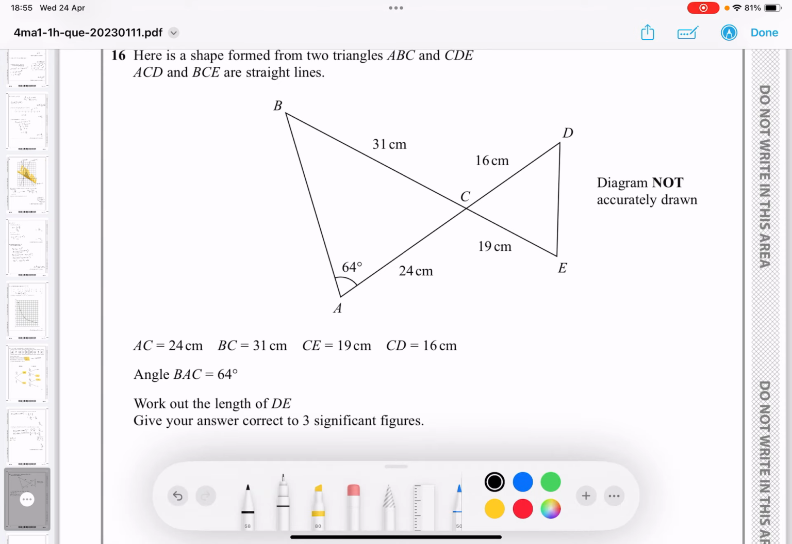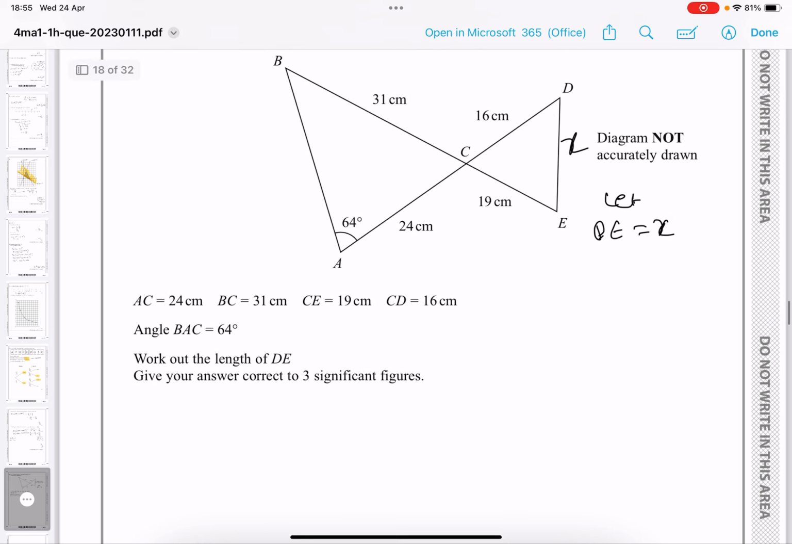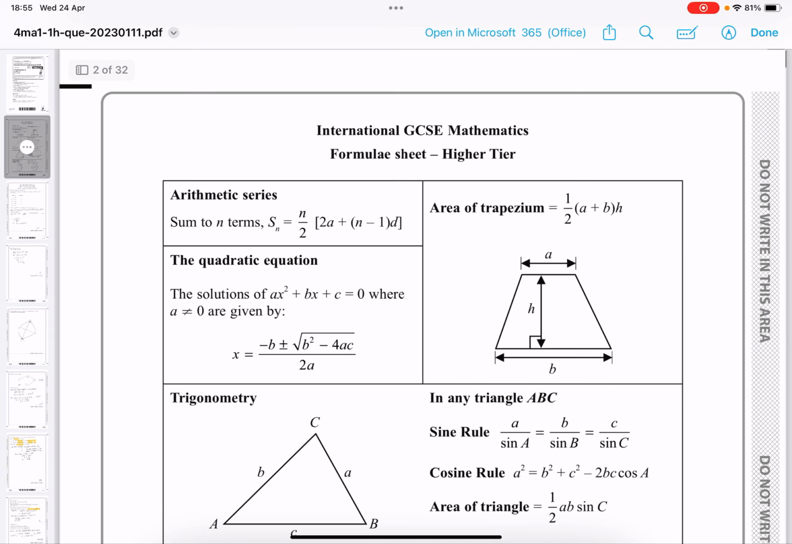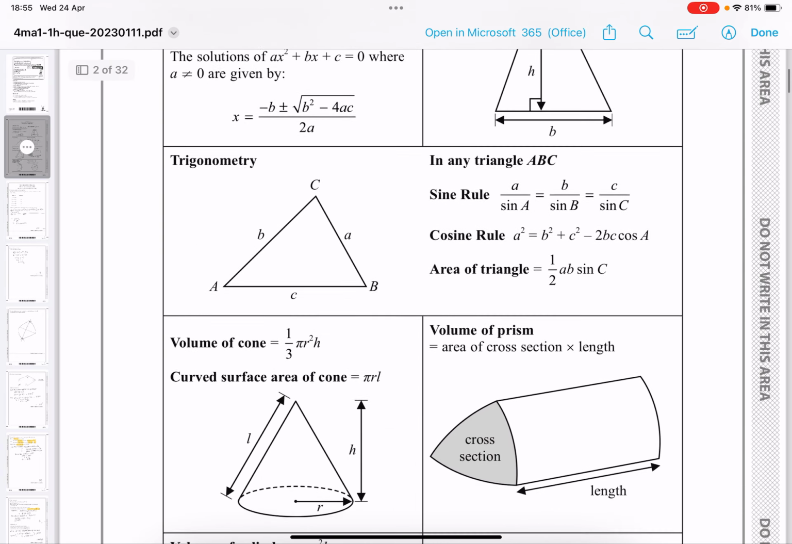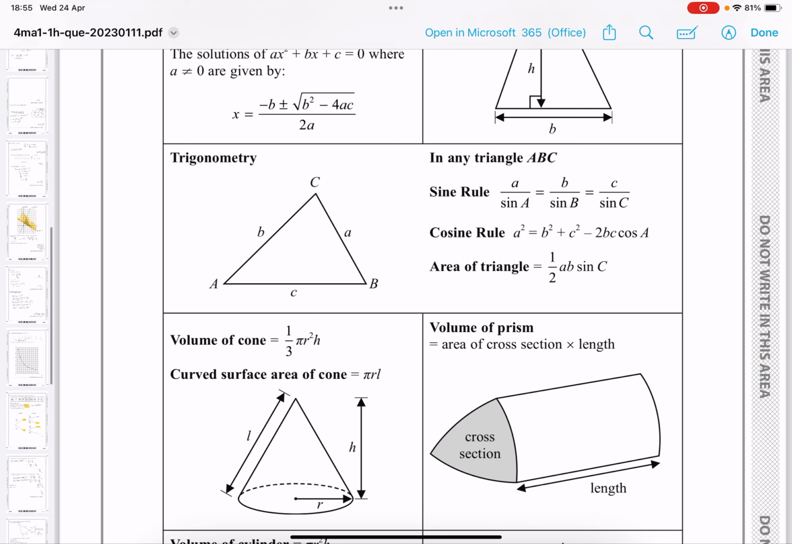Okay, so we need to work out this length here. Let's label that X. Again, when you add a variable, you have to make sure you define it. Let DE equal X. Okay. So there's two formulas which you need to use for this. Sine rule and cosine rule. Now, they've given you these formulas here in the formula booklet, sine rule and cosine rule, so you don't need to learn it.